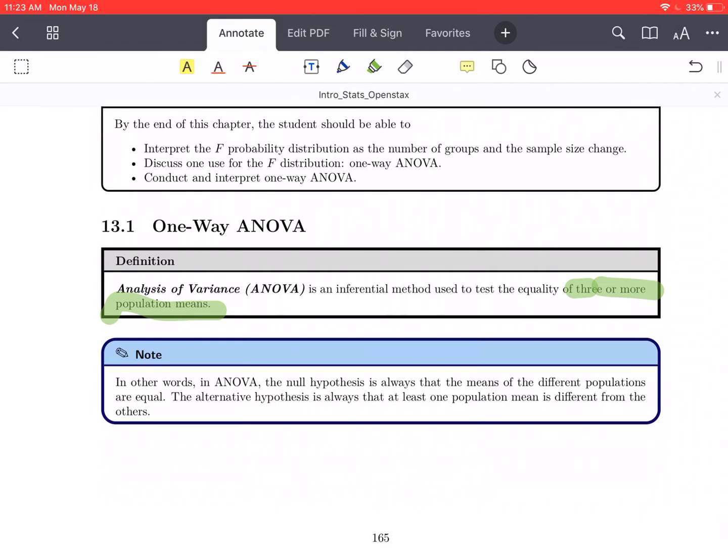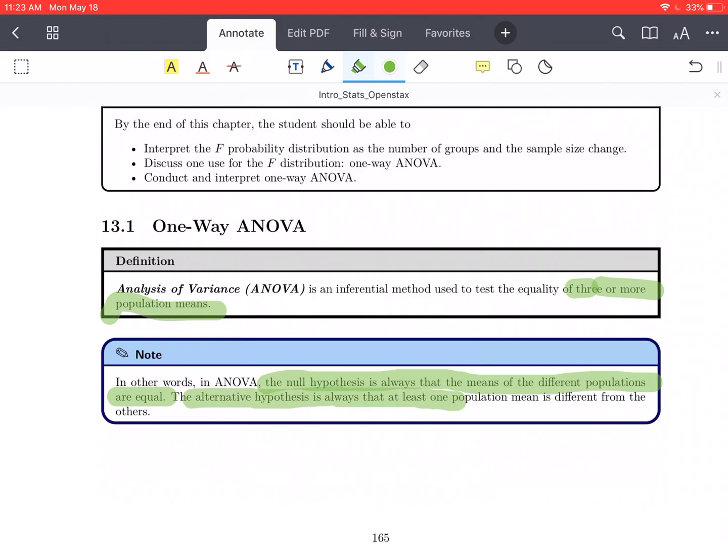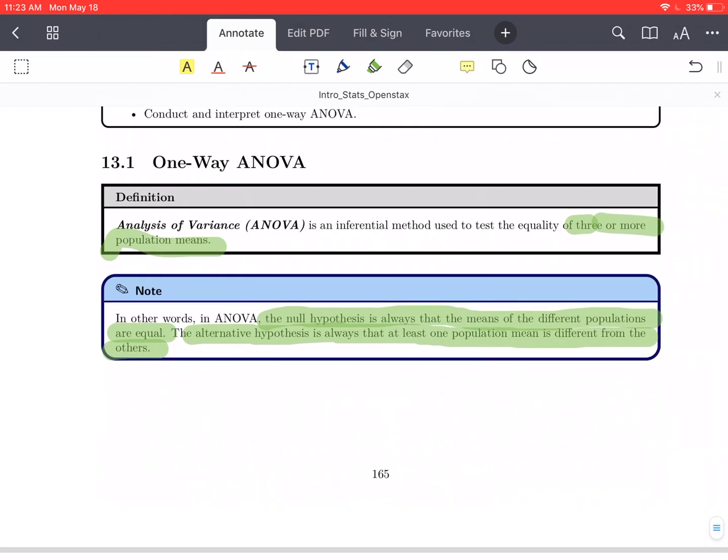For ANOVA, the null hypothesis is always that the means of the different populations are equal, right? That's our status quo. We just say, yeah, they're all the same. And the alternative hypothesis is always that at least one mean is different from the others. So we go in with the assumption that all the means are equal, and then we try to find evidence to support the claim that actually at least one of those means is different from the others.